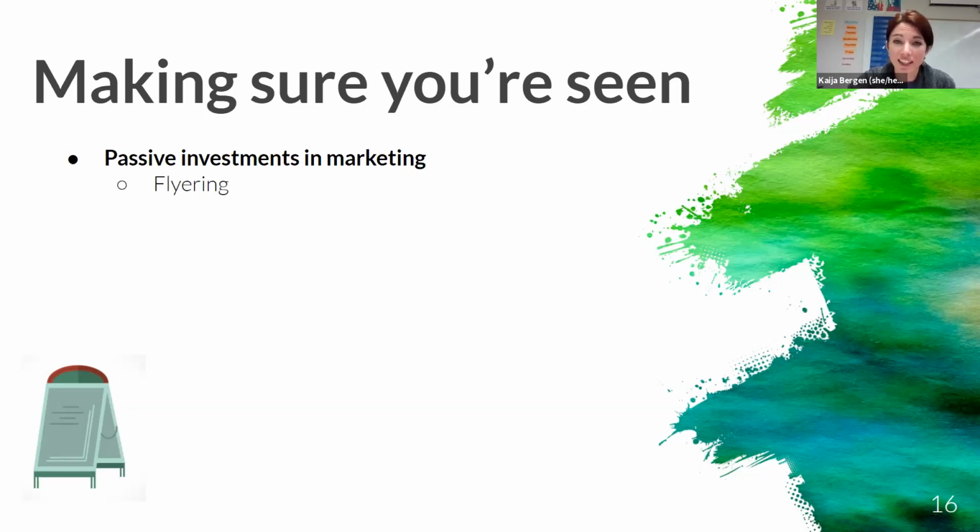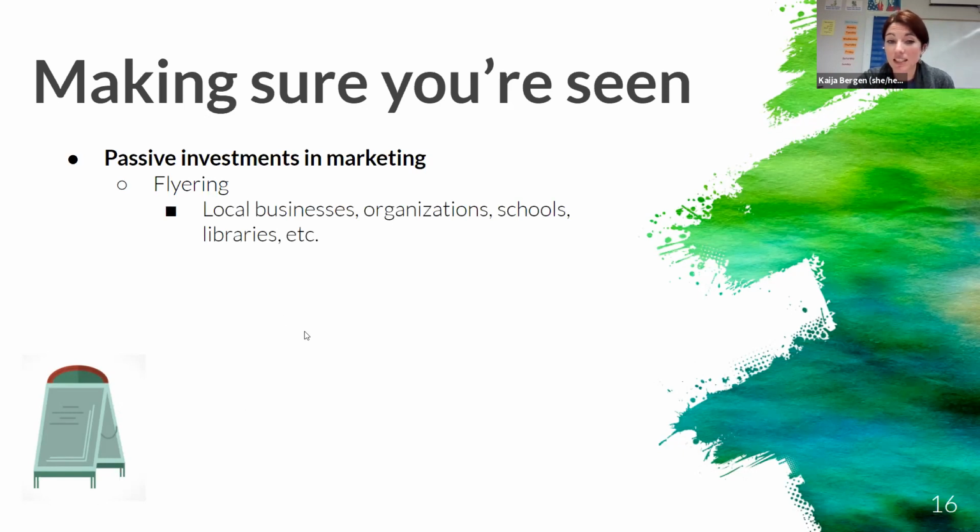So the first one is flyering. Again, this goes back to making sure that your flyers look consistent and that this is something that students or potential students are going to be able to connect back to your program. Avoid putting too much information on your flyers. A lot of the time, people aren't going to read something if you've got too much text. So keep it simple: the name of your program, the name of your class, making sure that the requirements are really easy to find, and the contact information. And then you want to get those into local businesses, organizations around your area, get them to your schools, put them up at your libraries.